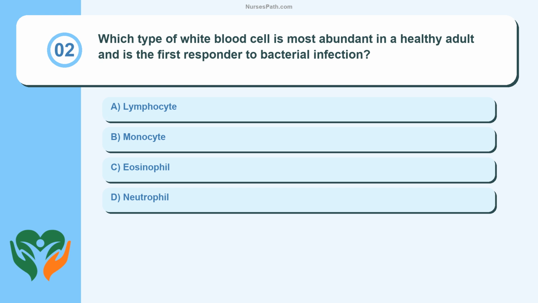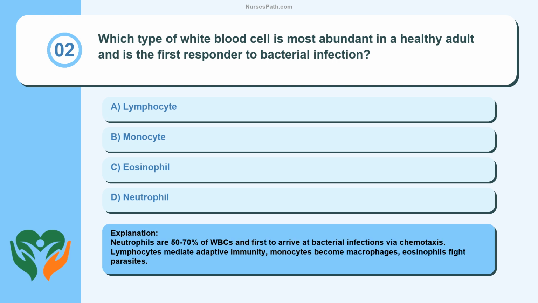Question 2. Which type of white blood cell is most abundant in a healthy adult and is the first responder to bacterial infection? Lymphocyte, monocyte, eosinophil, neutrophil. Neutrophils are 50 to 70% of WBCs and first to arrive at bacterial infections via chemotaxis. Lymphocytes mediate adaptive immunity, monocytes become macrophages, eosinophils fight parasites.